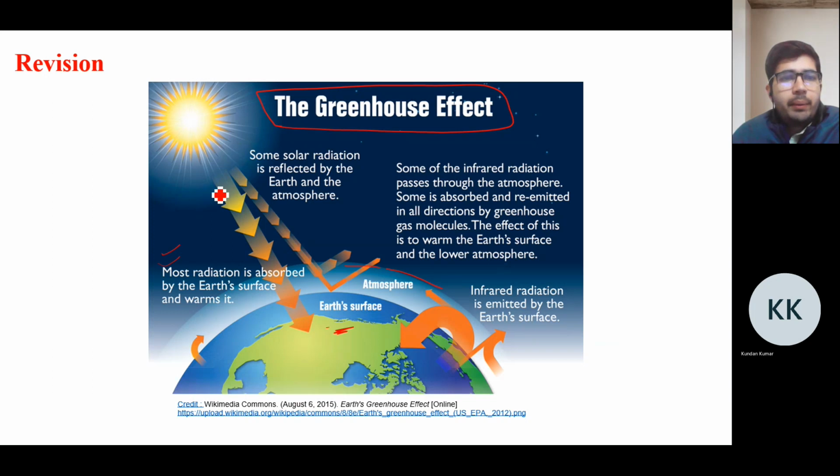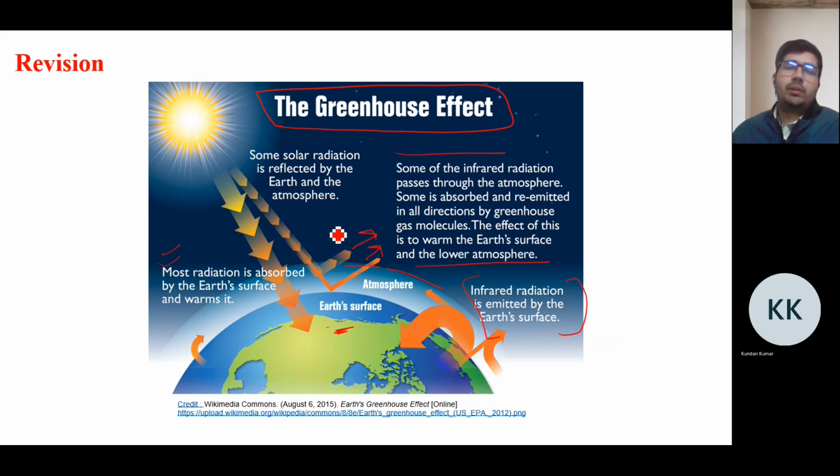Some solar radiation is reflected by the Earth and atmosphere. You can see that these are reflected from the atmosphere, and this is reflected from the Earth's surface. Okay, so some of the infrared radiation passes through the atmosphere. Some is absorbed and re-emitted in all directions by greenhouse gas molecules. The effect of this is to warm the Earth's surface and lower atmosphere. And infrared radiation is emitted by the Earth surface.